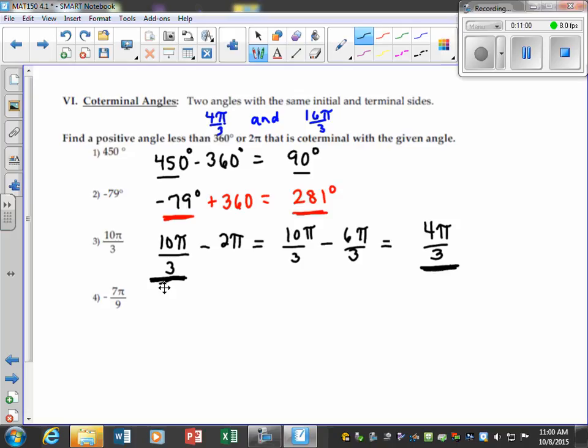They start the same initial position and terminate in the same position. Alright? And the idea of if it's a negative radian, instead of subtracting 2 pi, what do? Good. Add 2 pi. Common denominator, and then simplify that.